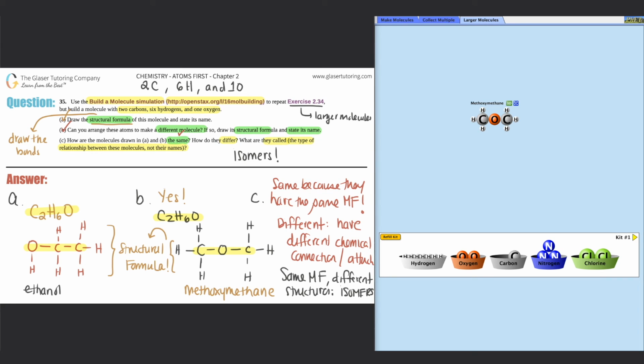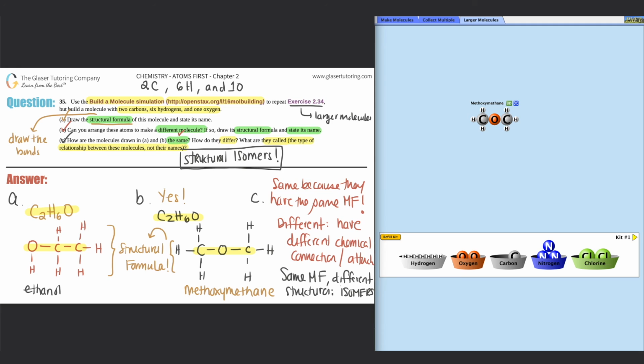Now, more specifically, these are called structural isomers. I just didn't have room at the bottom, so I'll call them structural isomers. So structural isomers specifically is when you have the same molecular formula, but different structural formula. Makes sense. But that's all that it is. That's A, B, and C.